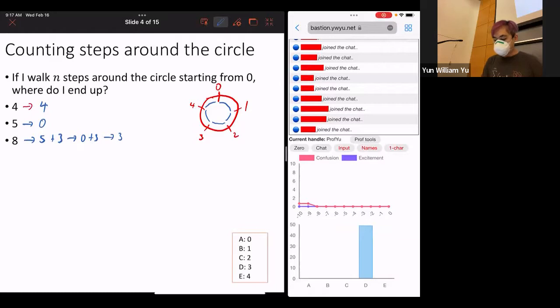Okay, let's do one more of these. Hopefully you guys are getting a handle on it now. So if I go 11 steps, starting from 0, where do I end up?